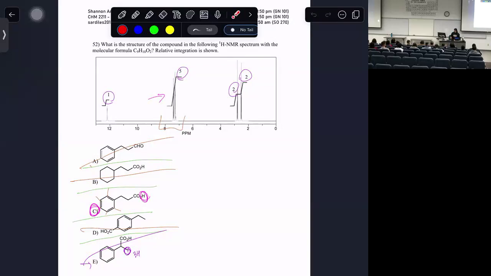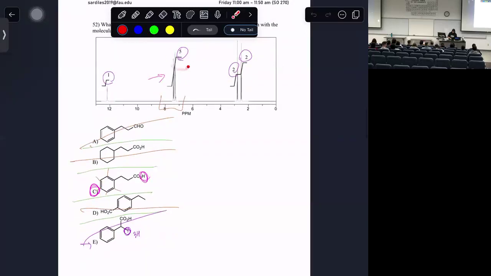Now, next one is your signal that has an integration of 5H, and we see that it's around 7 to 8 ppm. Aromatic rings, exactly. Anything around 7 to 8, that's an aromatic ring. So we can start, again, just discarding B. That one is not an aromatic ring. It's a ring, but it doesn't have the double bonds required for it to be a benzene.